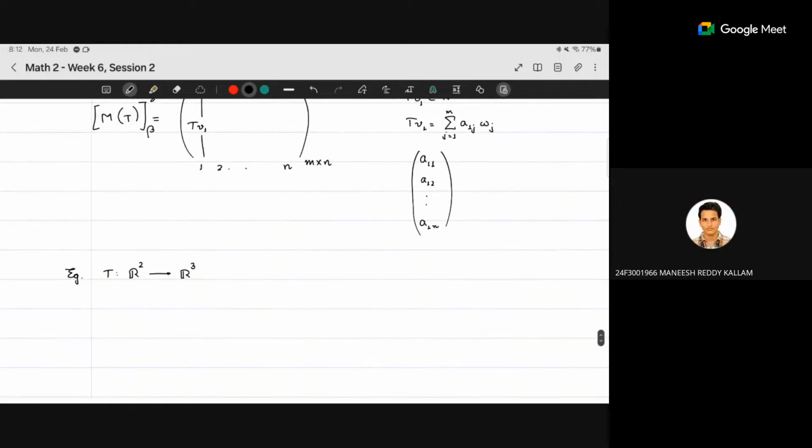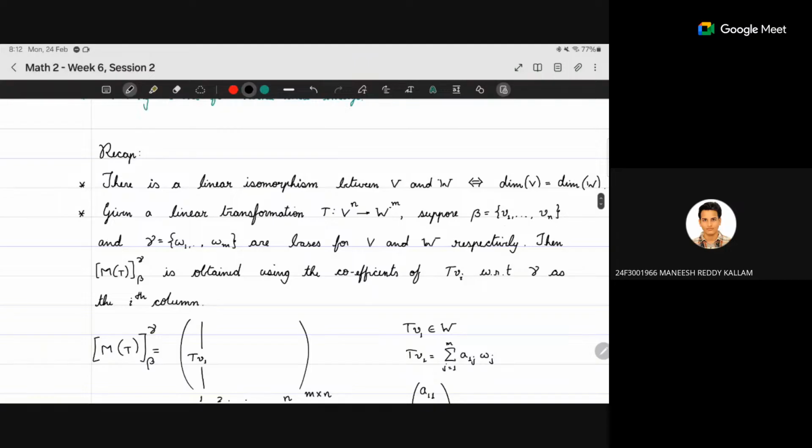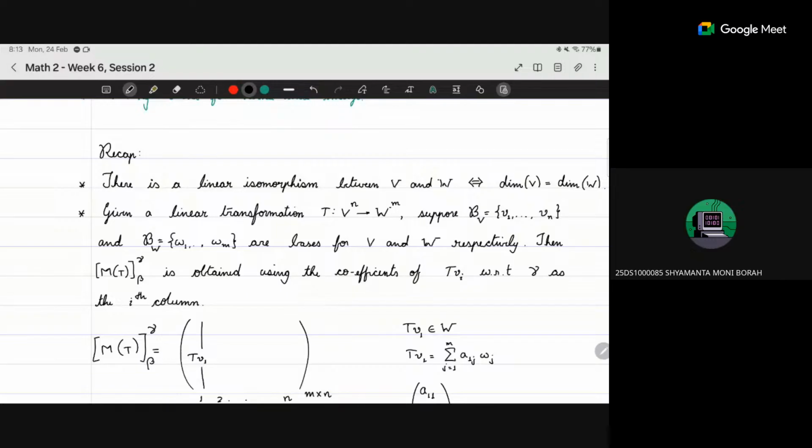Sir, what is gamma and beta, sir? I'm confused. I'm not able to understand. Beta is just a set of vectors. It's a basis. Beta and gamma are bases. So beta is a basis for V, and gamma is a basis for W. Let me write it as BV and BW, emphasizing that this is a basis for V and a basis for W. So gamma will be the basis for the codomain, right? Yes. And beta will be the basis for the domain. Let me change it from that to this.